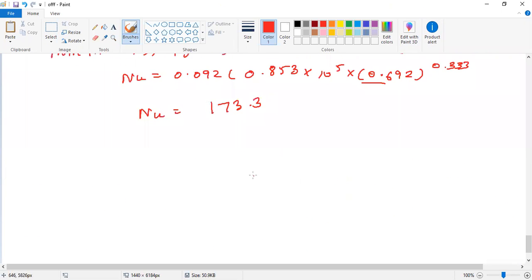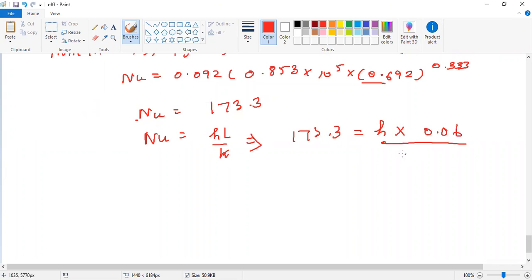Okay, so we have the Nusselt number. We know how to find the heat transfer coefficient. Nu is equal to hL divided by k, as we already saw in the previous problem. The Nusselt number value is 173.3, equal to h times the length, 0.06, divided by the thermal conductivity from the data book, 0.03047. We solve and get the heat transfer coefficient for case one.